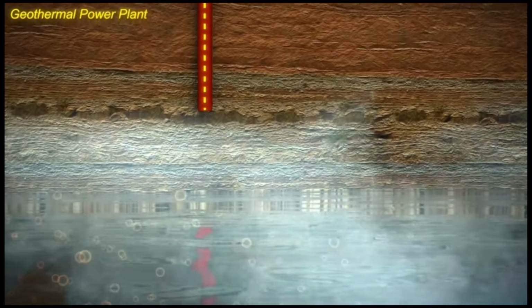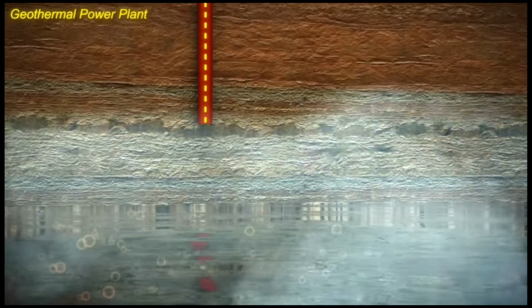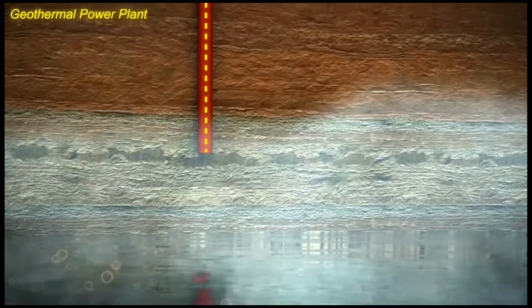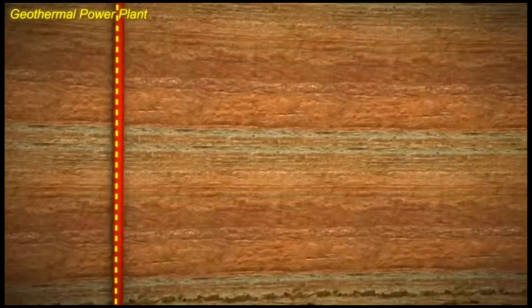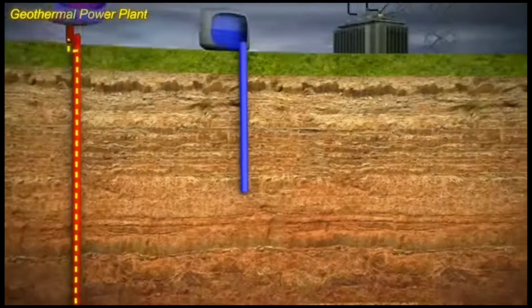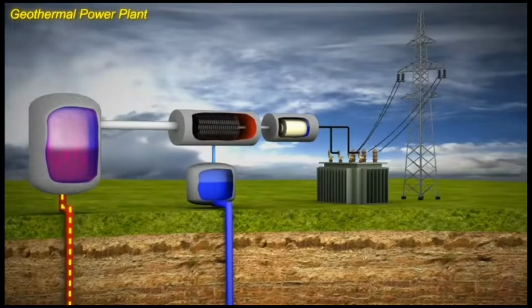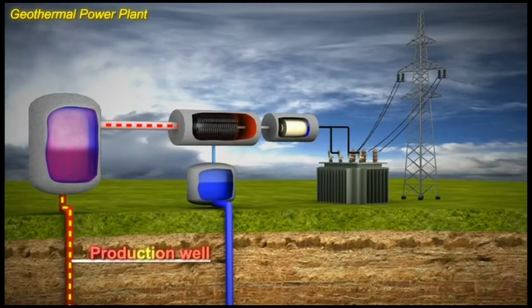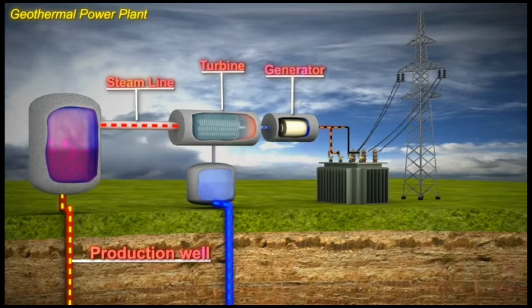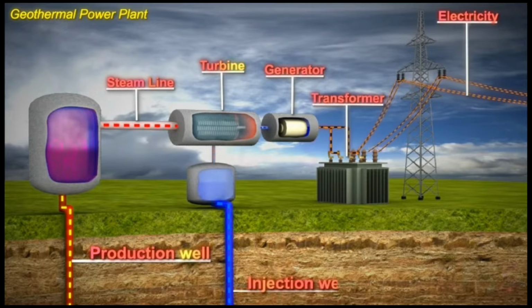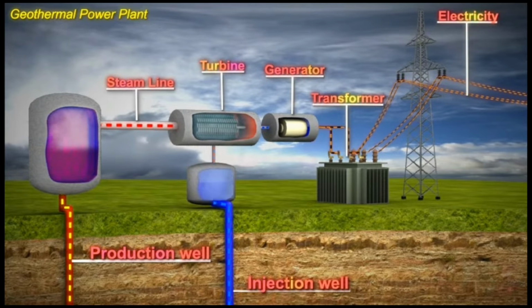Geothermal power plants. Geothermal power plants draw from underground resources of steam. The steam is piped directly from underground wells to the power plant, where it is directed into a turbine and generator unit, and the heat energy is converted into electricity.